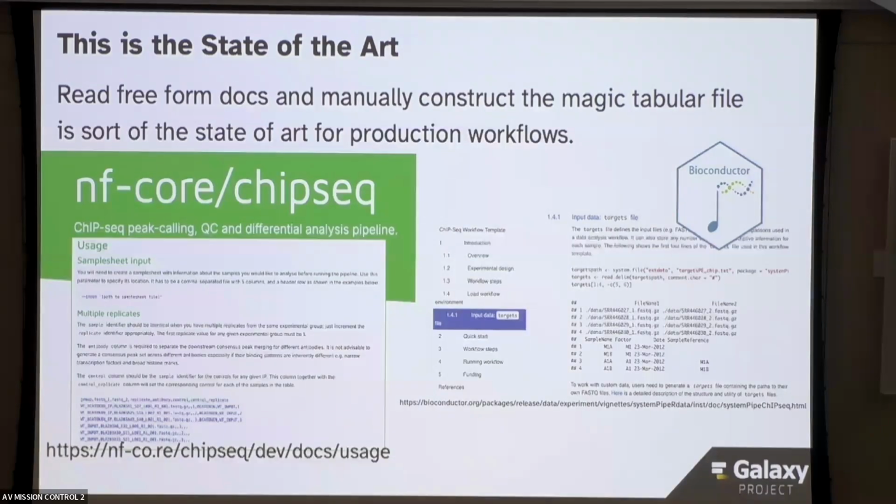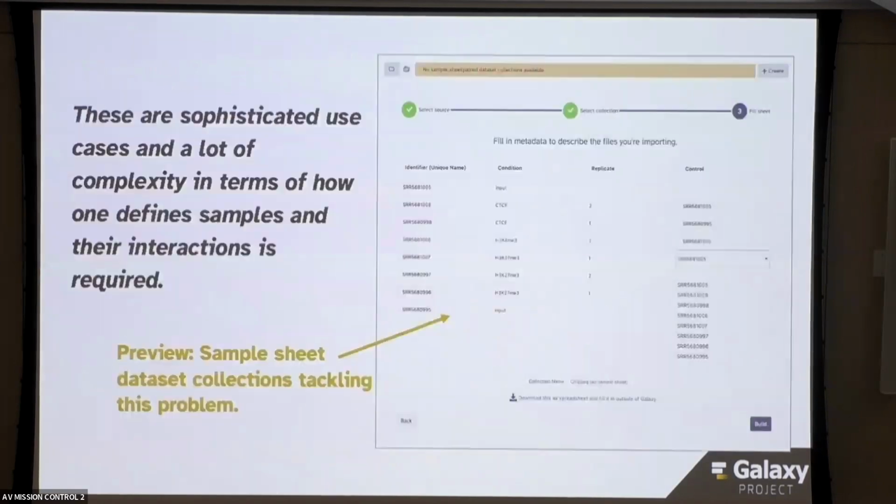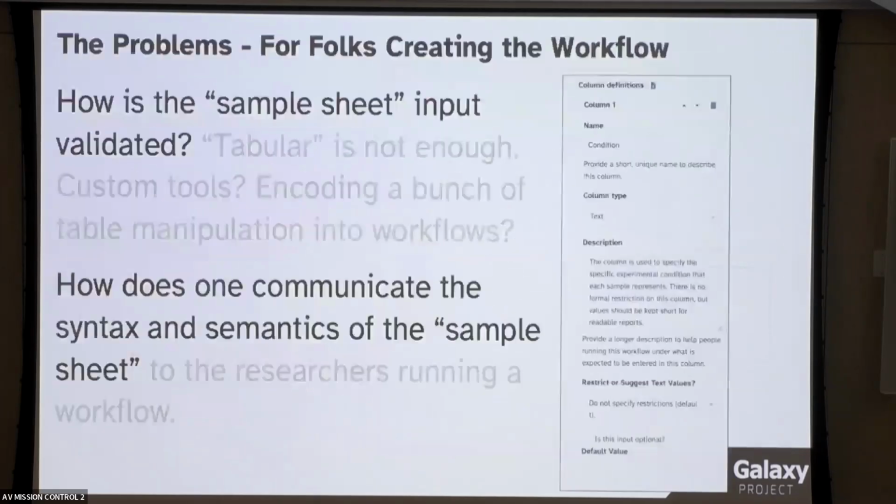Bioconductor is amazing and has all sorts of amazing ways to set up data. But if you're going to work with tables, it's still pretty similar. Gotcha. Thanks. Two minutes. But these are sophisticated use cases. There's a lot of problems. How do I validate that sample sheet, et cetera?